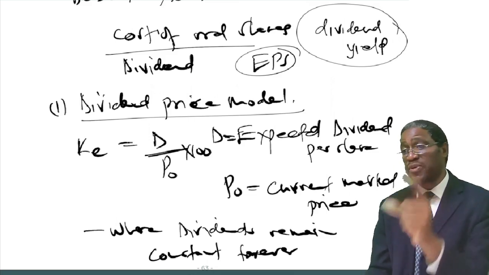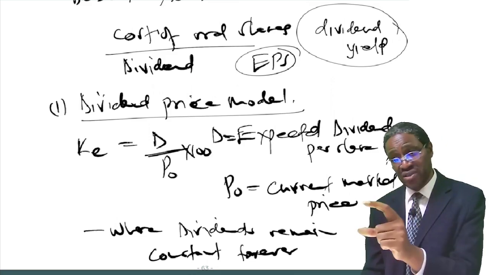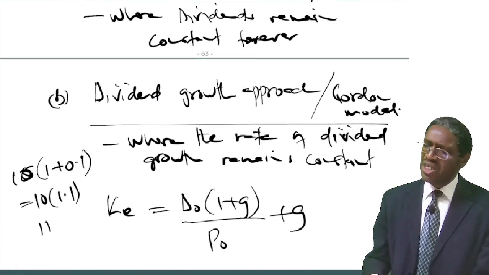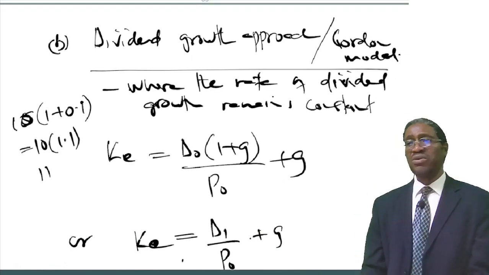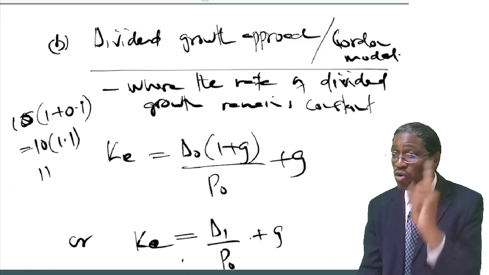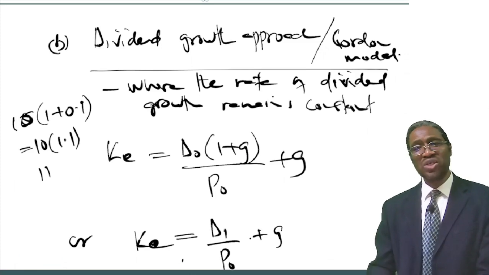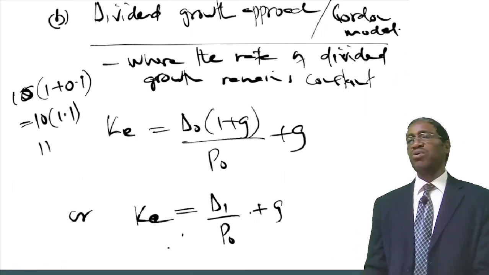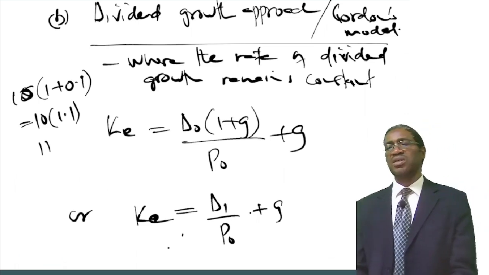That is the dividend price model. Okay? The dividend remains constant forever. Are you there? Good. That's what I said. Then the second one I said, what if from our company we expect there is a growth in dividend? And that's where we expect the growth rate to remain constant, then we use the second formula, which we are calling the dividend growth model or approach, which I also called Gordon's model. The person who came up with it is called Gordon.